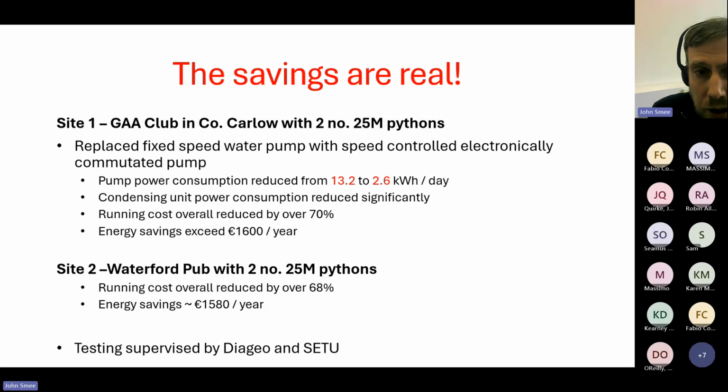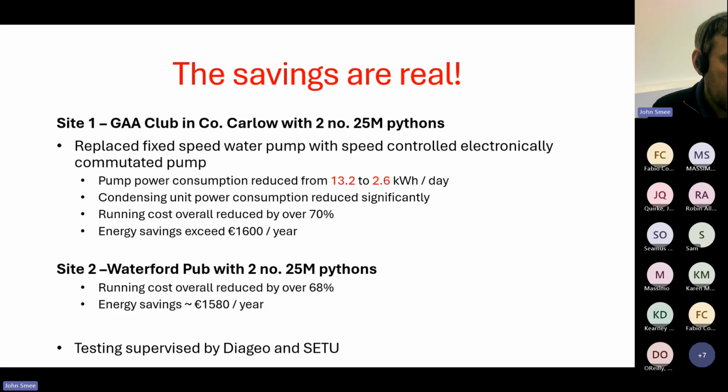And the actual condensing unit power consumption reduced as well, which is kind of a side effect by virtue of the fact that the EC pumps are much more energy efficient. They don't give off as much heat. It actually reduces your refrigeration consumption as well as a side effect. So the overall running costs in that place reduced by 70% in their draft beer system, which they're very, very happy about. They're saving over 1,600 a year.